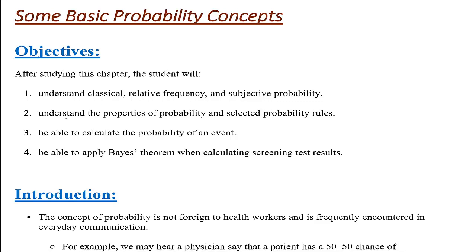The student will understand the properties of a probability and selected probability rules. خصائص وقواعد الاحتمال. The student will be able to calculate the probability of an event. أن يكون قادرا على حساب احتمالية حادث معين. The student will be able to apply Bayes' theorem. نظرية بايز. And particularly when calculating screening test results.